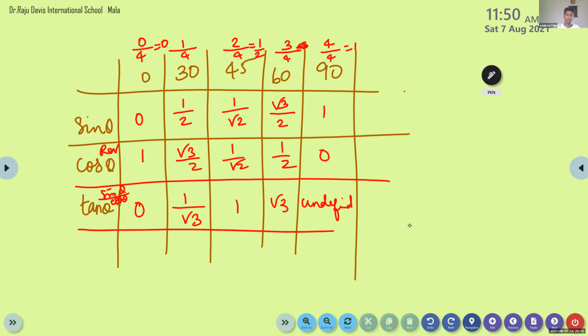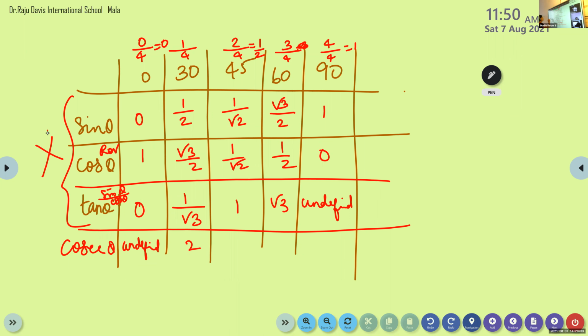So sometimes the question will be asked based on cosec. What will be cosec 0? You take the reciprocal of sine. What is the reciprocal of sine 0? It is undefined. What is cosec 30? It is 2. If you know these three values, we can do the other things easily. What is cosec 45? Root 2. So the next one will be 2 by root 3, 1. Like this, you can do it for the next case also.